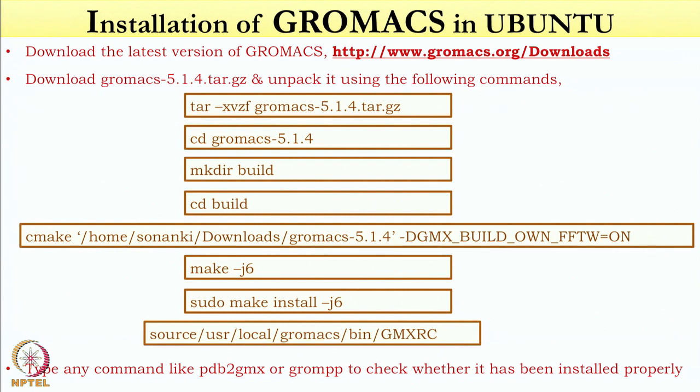After this, it will take two or three minutes to install Gromax. Then you have to type make -j6 and then sudo make install. And after the installation is done properly, we just type source /usr/local/gromacs/bin/GMXRC. In this bin directory, you will have all the commands.